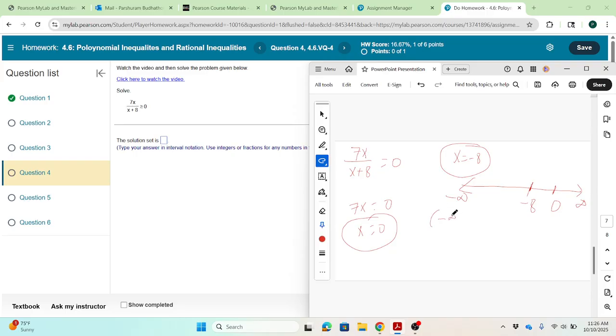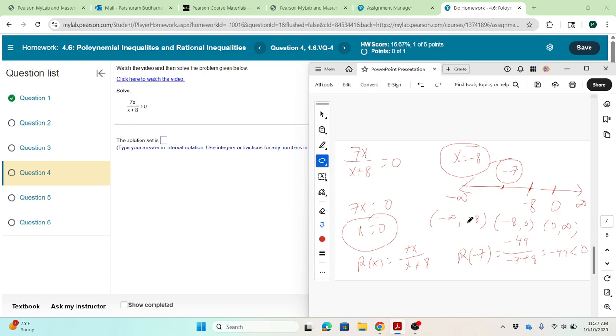The first interval is from -infinity to -8. The second one is -8 to 0. The third one is 0 to +infinity. So pick something from here, the testing point, let's say -7. The rational function is 7x over x plus 8. If I find the value of this function at -7, it would be negative, -49. So it's negative here.